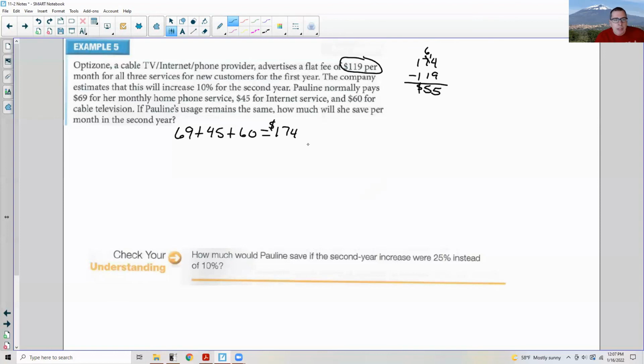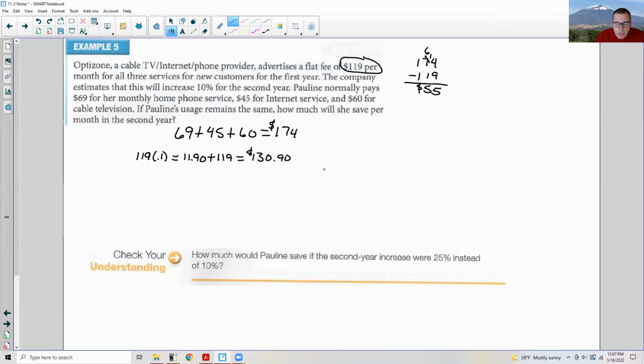Okay. But then it says, Optizone says that the price is going to increase by 10%. So you take the $119 times 10%, which is 0.1, and that'd be $11.90. And you're going to add that to the 119. So what you're going to do is take that and you're going to add 119 to it, and that is going to be $130.90.